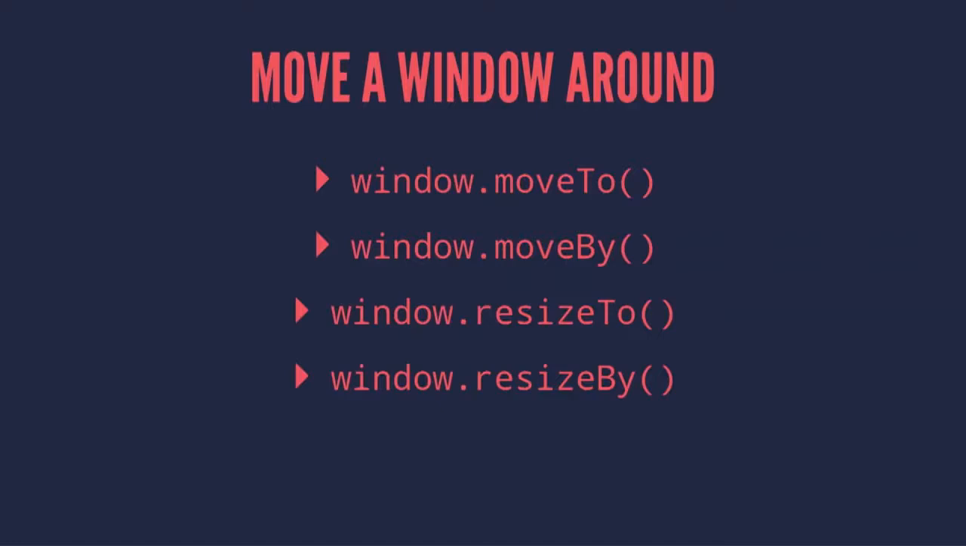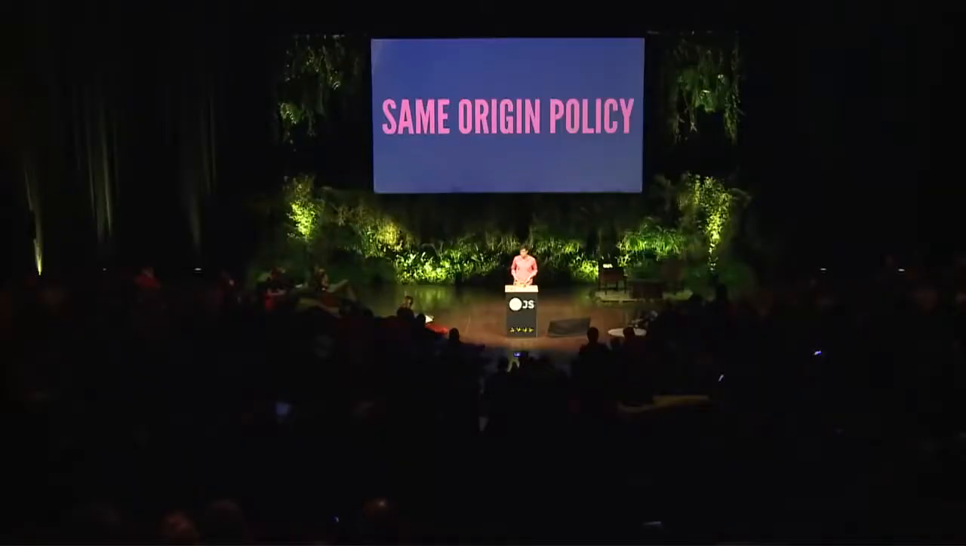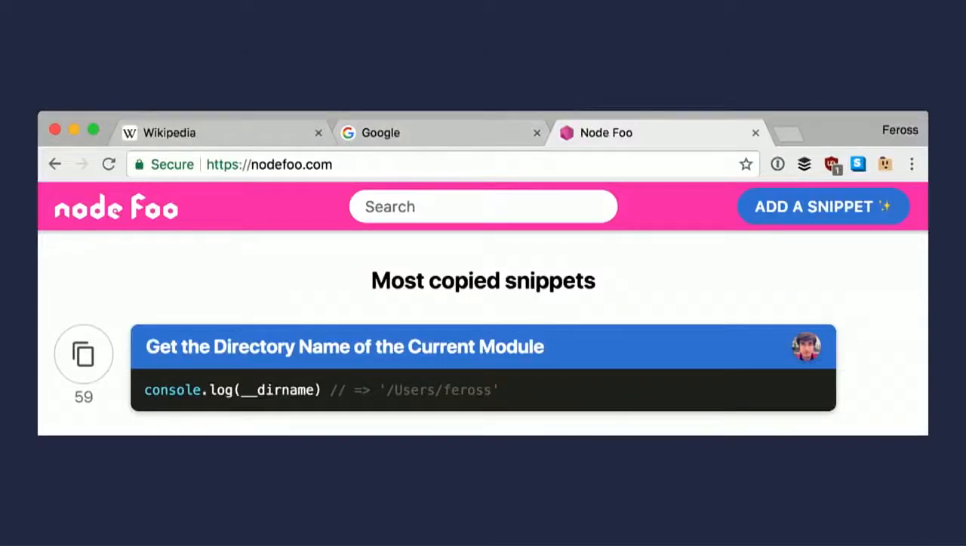Window.moveTo and its friends. These methods allow you to move and to resize a browser window. And I thought that there was no way that this would still be allowed by modern web browsers. And sure enough, it didn't work when I tried to use them because of the same origin policy. So that's kind of weird, but it actually makes sense. If I'm in this tab here, node.foo, and I'm trying to move the window around, I would be moving around the other tabs as well. I'd be resizing and moving around Wikipedia and Google, which is a violation of the same origin policy.